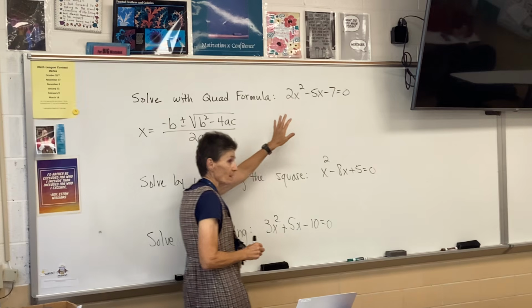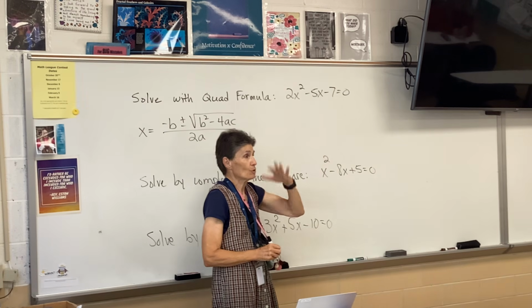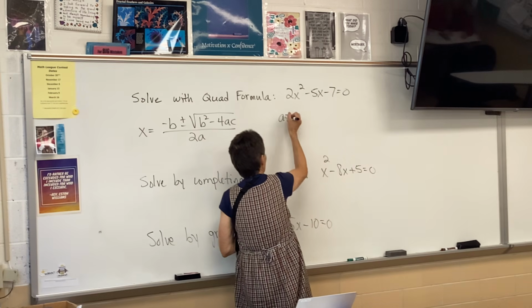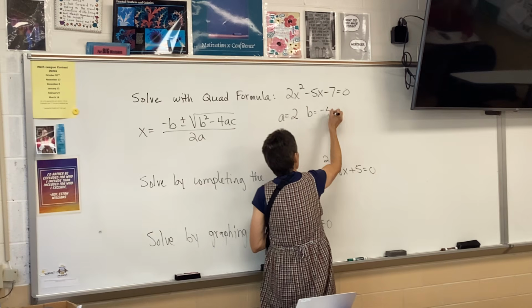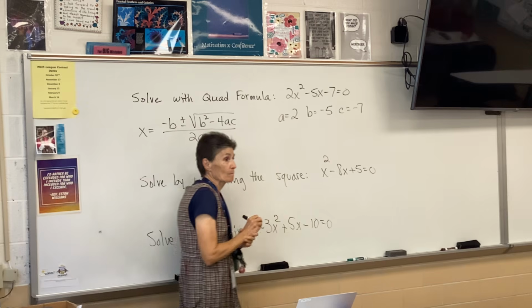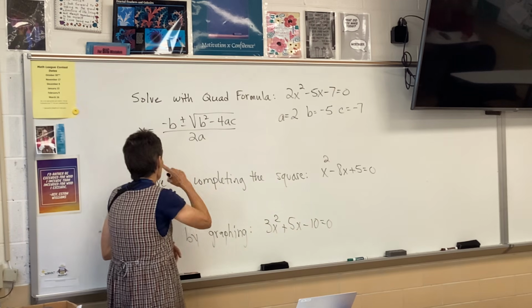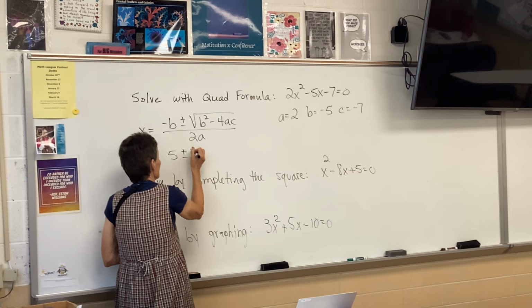Now, this one already is, but sometimes they're not. So you've got to make sure you have it set equal to 0. Then you can clearly tell what your a is, what your b is, and what your c is. Okay, now start plugging in, so the opposite of b will be 5.